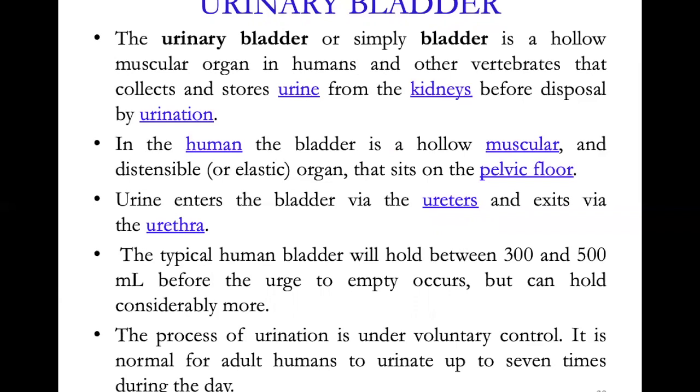The muscles over here are voluntary muscles. When the bladder is full, an urge to urinate will be there. And since it is under voluntary control, the person can urinate as per his or her will. It is normal for adult humans to urinate up to 7 times during the day.